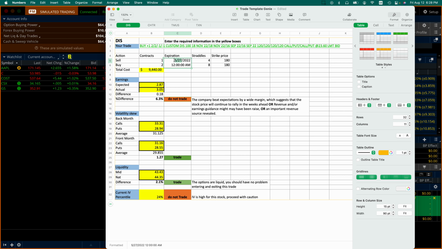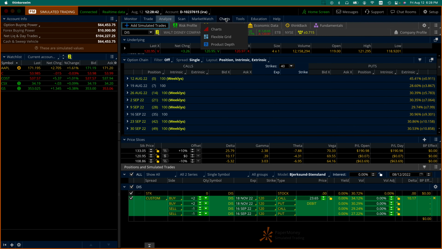The date of expiration of the shorts would be September the 16th, so 9/16/2022. Okay, and the back month will be November 18th, so that will be 11/18. There you go, if you want to. The strike price will be 120. This is a good idea to enter so you have a clear picture of what it is that you were trying to do. Then we enter the earnings expected and actual, and you can see that in the chart.